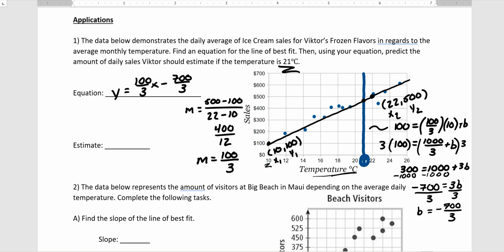So this is my data point here. Let's see, that looks to be between 400 and 500. My estimate looks to be just a little more than half. I'm going to say $465. That would be my estimate there.